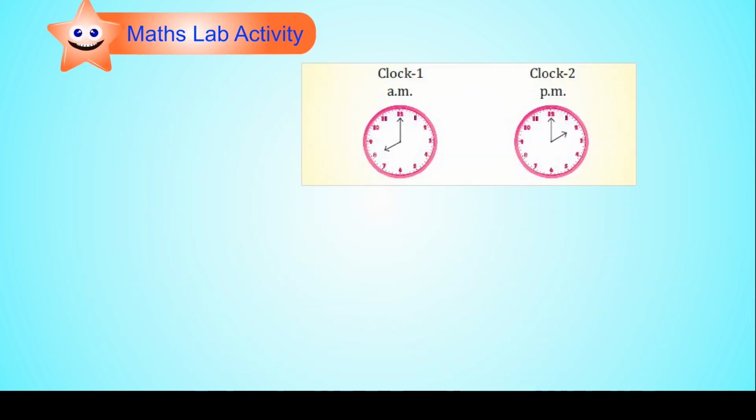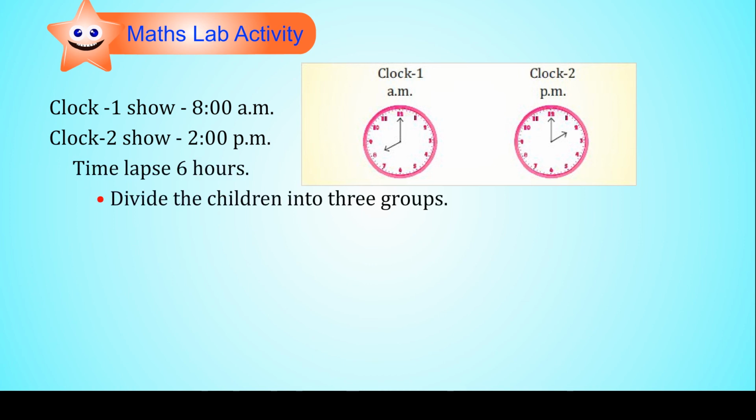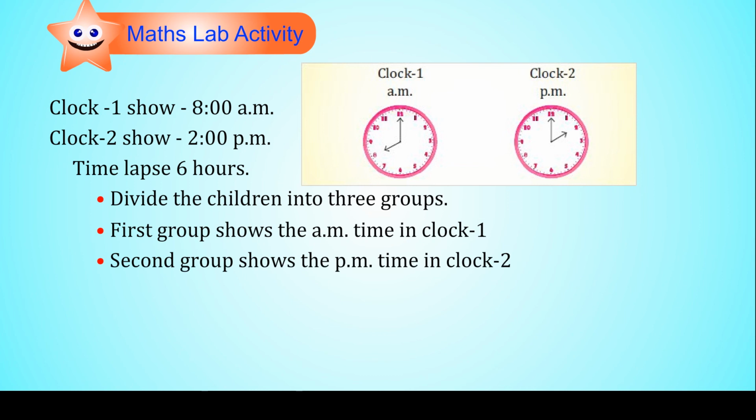Maths lab activity. Clock 1, a.m. Clock 2, p.m. Clock 1 shows 8 a.m. Clock 2 shows 2 p.m. Time lapse, 6 hours. Divide the children into 3 groups. The first group shows the a.m. time in clock 1. The second group shows the p.m. time in clock 2. The third group tells the time lapse.